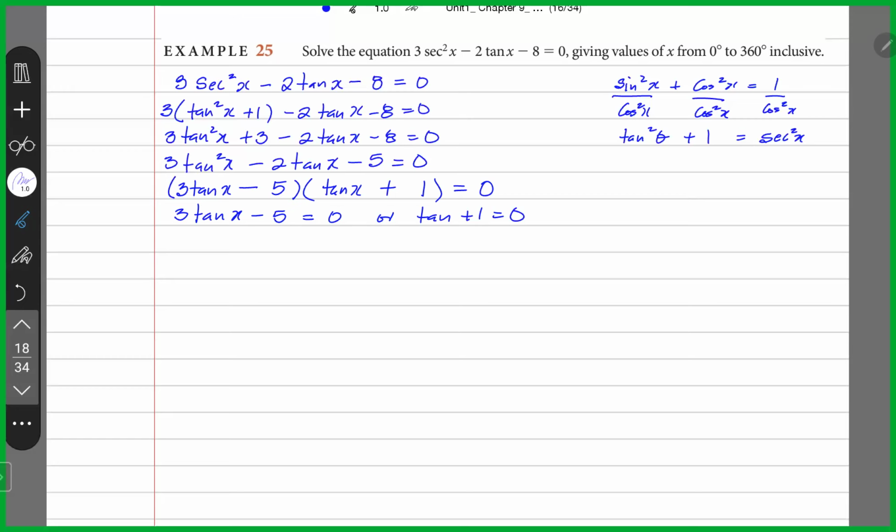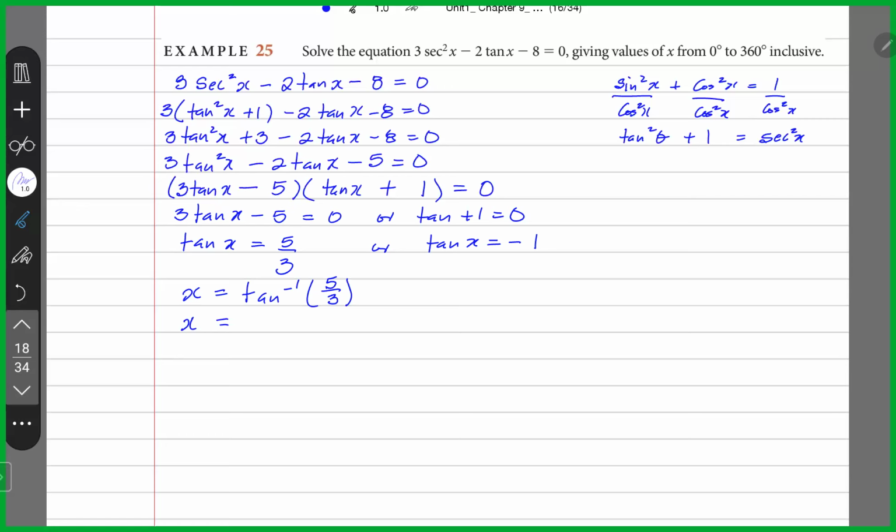Remember, we want answers between 0 and 360 degrees inclusive. So tan x is equal to 5 over 3, or tan x is equal to minus 1. Now x is equal to tan inverse 5 over 3. Now tangent is positive in the first quadrant and in the third quadrant. So let's get our answers using our calculator.